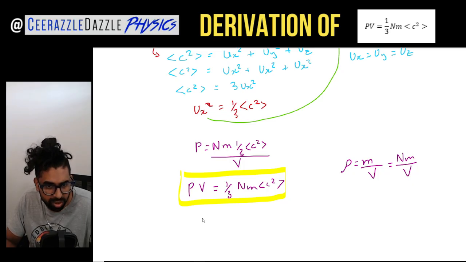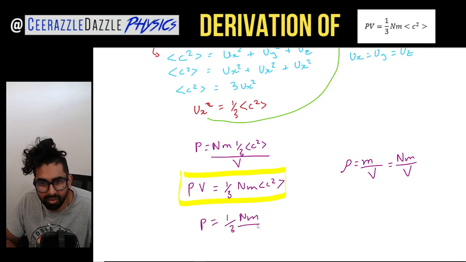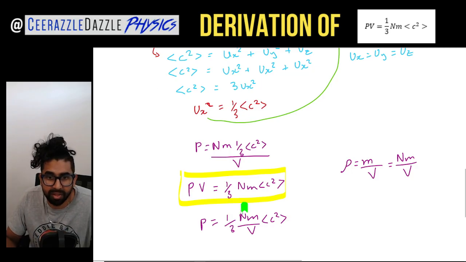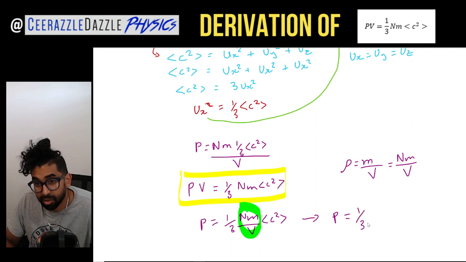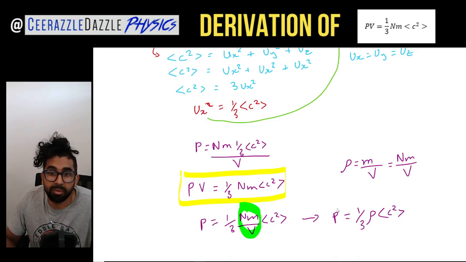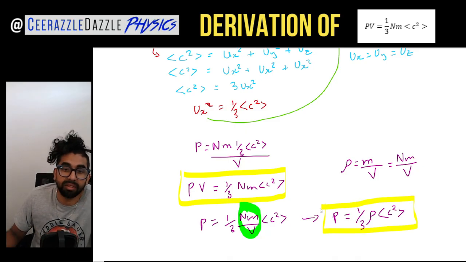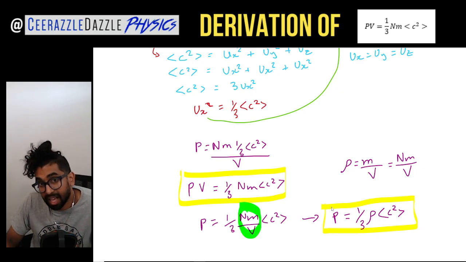If we want to rearrange it, then P is equal to 1/3 nm over v, and then c squared. And then you can see that the nm over v over here is going to be replaced by the density. So this equation now becomes the pressure is equal to 1/3 times the density, rho, times c squared. So finally we've derived the last formula. Excellent stuff.